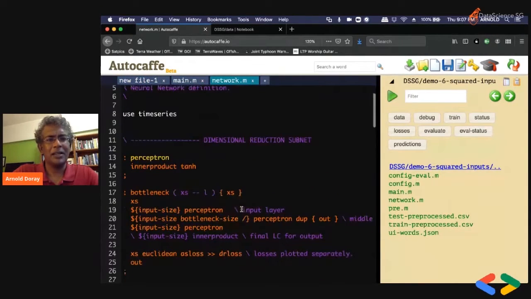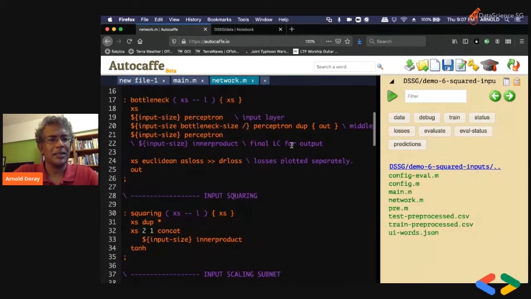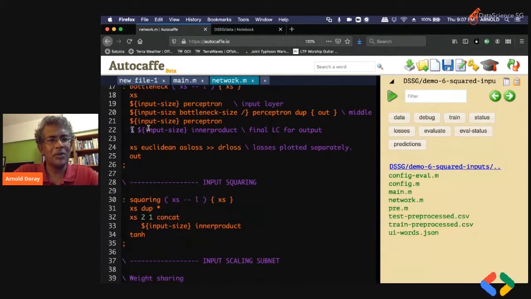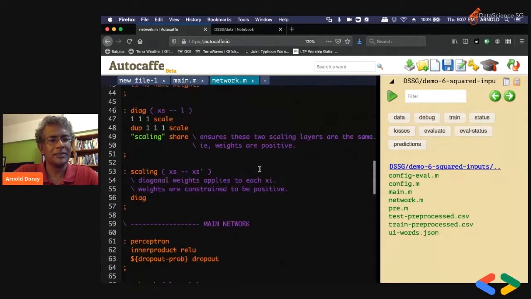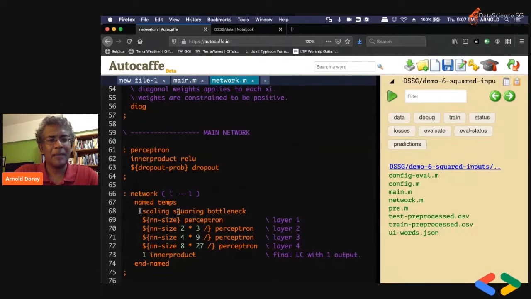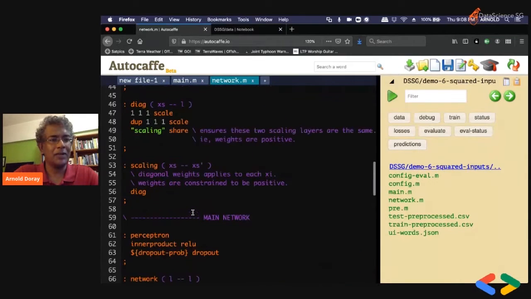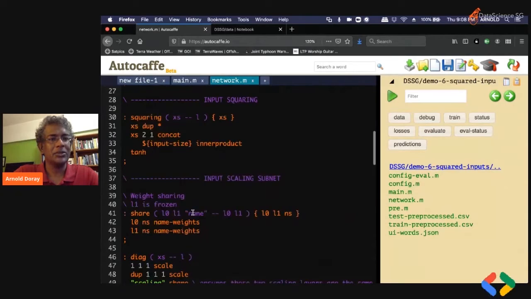Okay, so let's go back here. So I've got my dimensional reduction subnet, and this time I've commented out the final LC layer, and I'll explain why shortly. And that's because here I've changed my main network. I first scale, and then I add the squares with the squaring function here before I go to the bottleneck, right? So for my squaring function, what I've chosen to do is to use the tanh to flatten it before I feed it into the main network. Before I feed it into the bottleneck network.